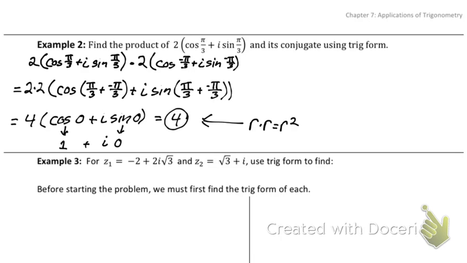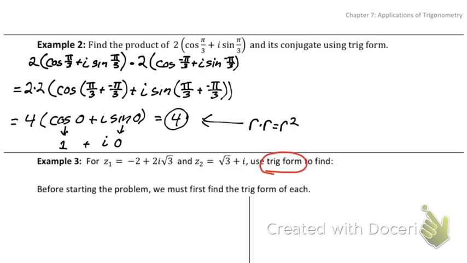All right. Our next thing, it says, for z sub 1 equals negative 2 plus 2i square root of 3, and z sub 2 equals square root of 3 plus i, use trig form. I'm going to circle that. Are those two things in trig form? Not a trick question. Are those in trig form? No, they're not.